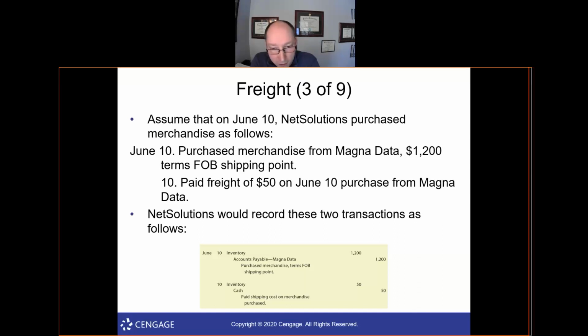So I debit inventory $1,200 to increase inventory. I credit accounts payable to increase my accounts payable by $1,200. I paid for the shipping. So I debit inventory by $50 because it cost me $50 to receive my inventory. And I credit cash to show that I paid the $50 for cash.